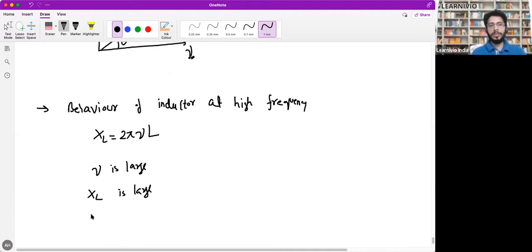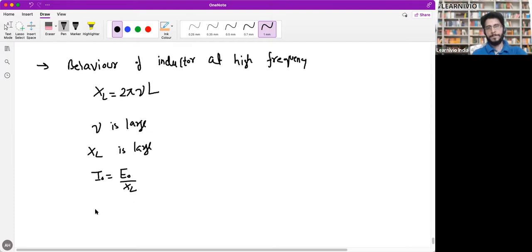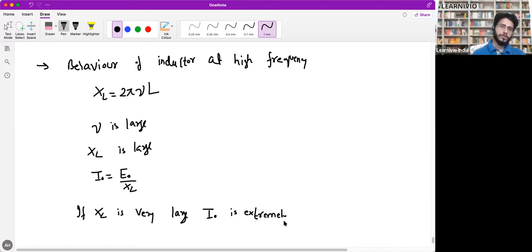If XL is large, then current is I naught equals E naught divided by XL. Shahzada, if the value of XL is very large, can you predict the value of I naught? I naught would be very large or I naught would be small, Shahzada? Sure, it will be small. So if XL is very large, I naught is extremely small.